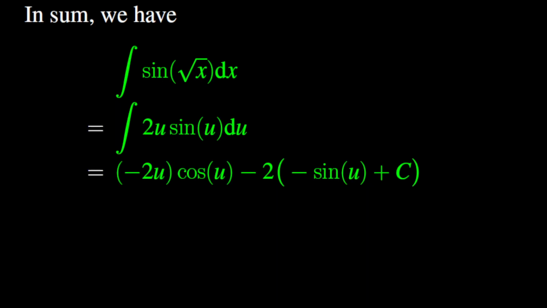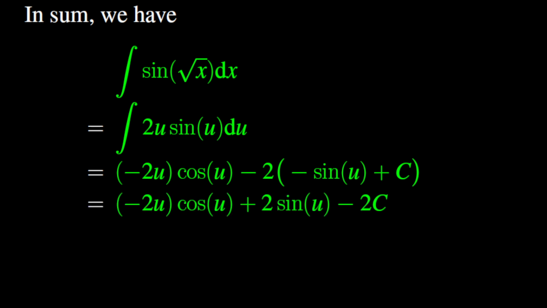In sum, the integral of sine of square root of x is equal to the integral of 2u sine of u du, which is equal to minus 2u times cosine of u, minus 2 times the quantity negative sine of u plus a constant of integration c. When we simplify the previous expression, we see that the integral is equal to minus 2u times cosine of u plus 2 times sine of u minus a constant of integration 2c.